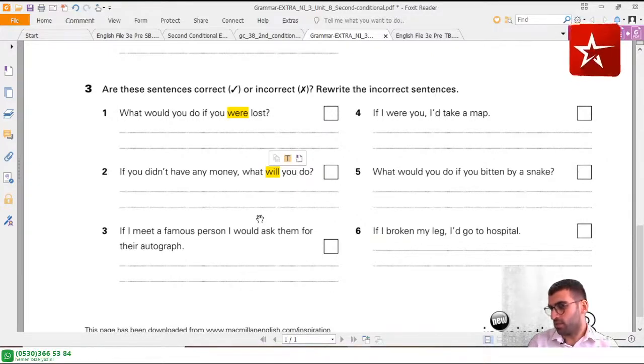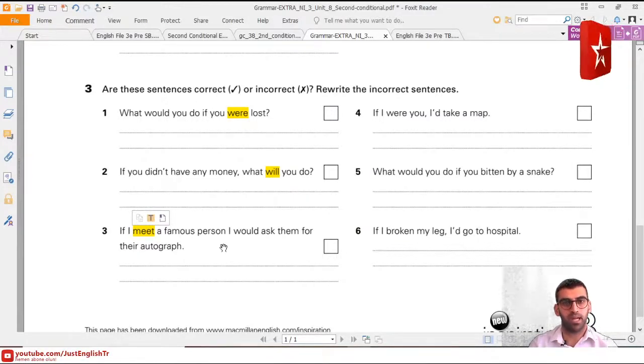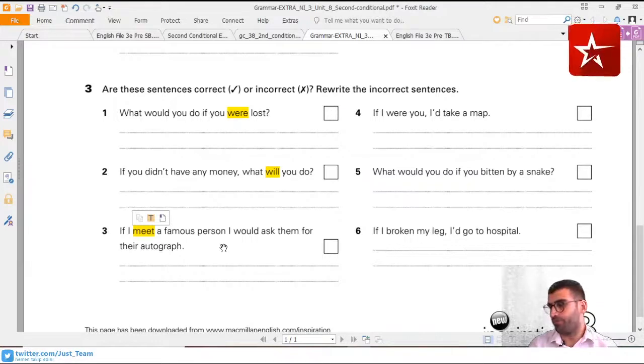If they say it is incorrect, yes, Gülsafak and Sıla, why is it incorrect, Sıla? Incorrect, it must be met instead of meet. Yes, that is the correct point. Yes, you found out. If I met a famous person, I would ask them for their autograph. Autograph is correct. Number 4, is it incorrect or correct?